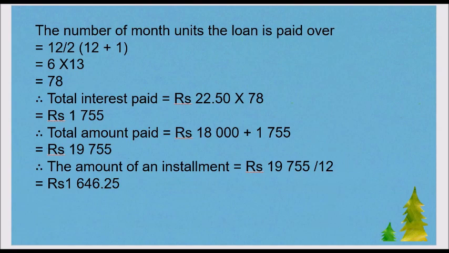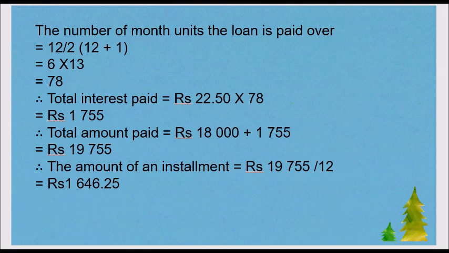Total interest paid according to our formula. Total interest equal the monthly interest multiplied by number of month units. Therefore, you have to multiply 22 rupees and 50 cents by 78. Answer is 1755 rupees.